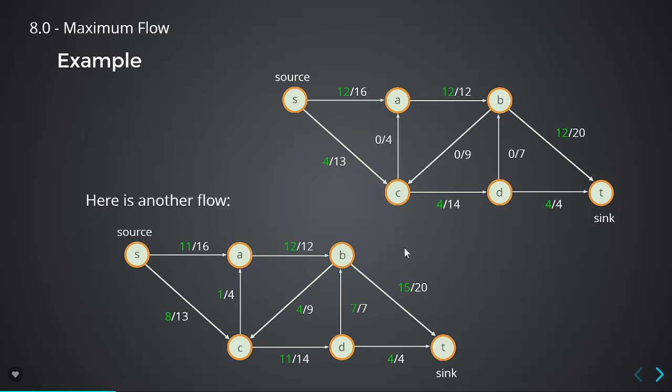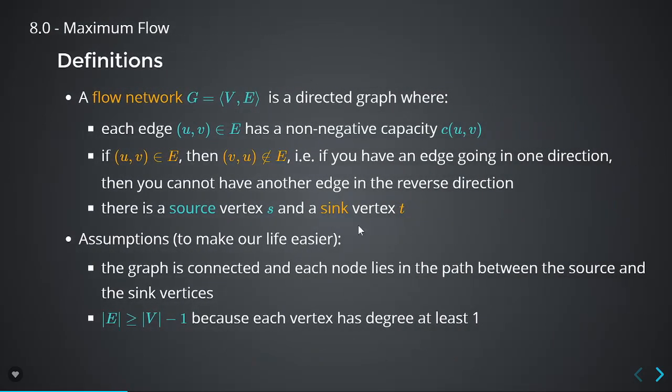Now, can you get around this? Yes. Basically, these are quite limiting, but you can then modify the problem to allow 2 edges going in 2 different directions. And of course, in the flow network, you have a source vertex. We're going to call it S, and we have a sink vertex. We're going to call that T. We can assume that the graph is connected, because if it's not connected, then we can just ignore those nodes. And we also assume that each node is between the source and the sink. Right, this is just to make our life easier.